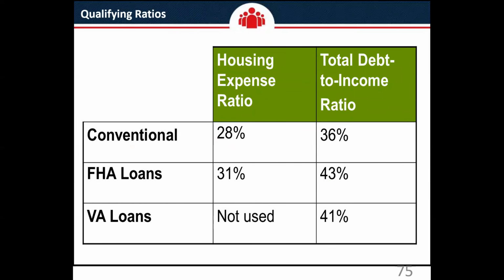So the qualifying ratios that you have to be aware of, the front end and back end for the various types of programs. Remember, we have conventional loans. They have no government involvement. They're a little bit more strenuous. We have the front end at 28%, back end is 36. The FHA loan is 31 front end, 43 back end, and for VA loans, the front end is not used, and the back end is 41%.